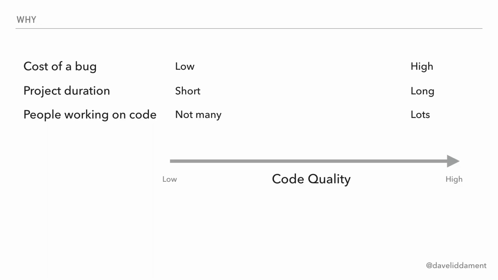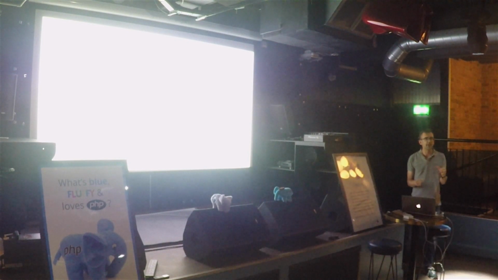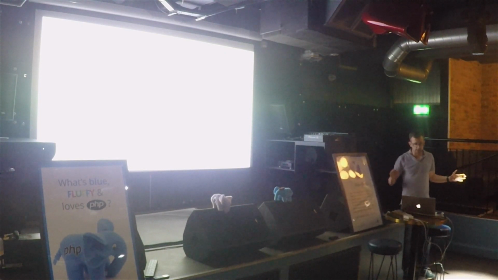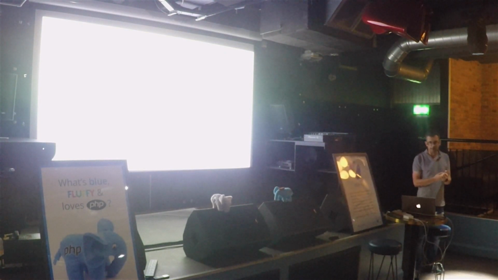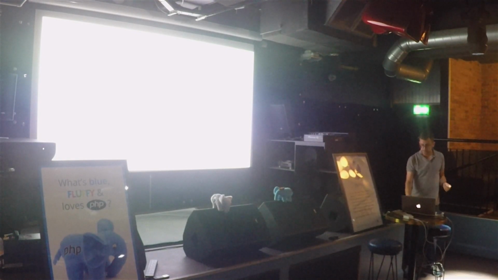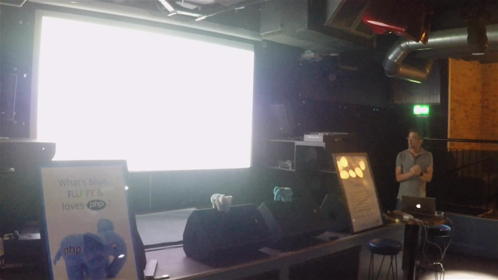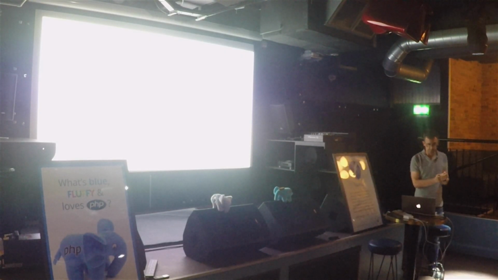And if you think about the number of people working on a project as well, if it's just you and you're writing a little script that's only going to get run once, you don't necessarily need high quality. But if this is a project that lots of people are working on, and it's going to run for a long time, and if something goes wrong the cost is high, then we really need to be operating at the high code quality end of this line. And what I'm talking about today is these are techniques for when you want to produce high quality code.